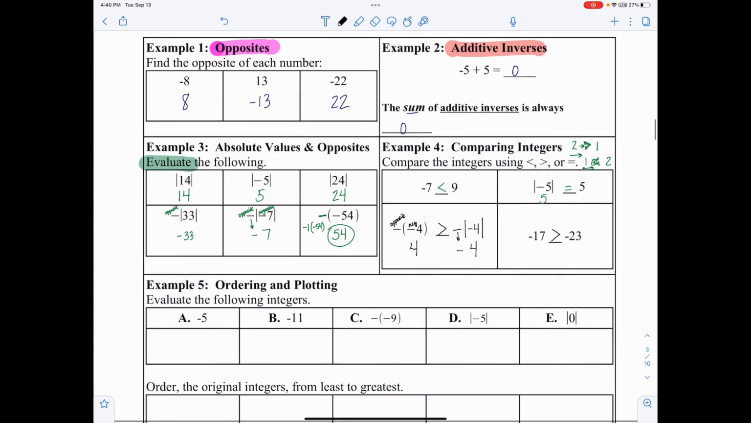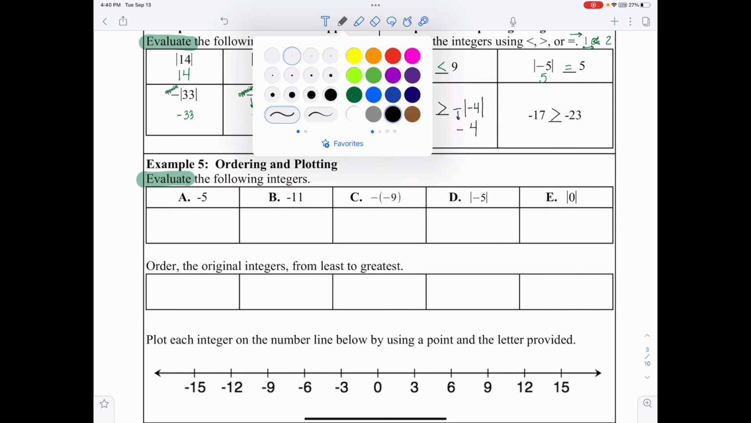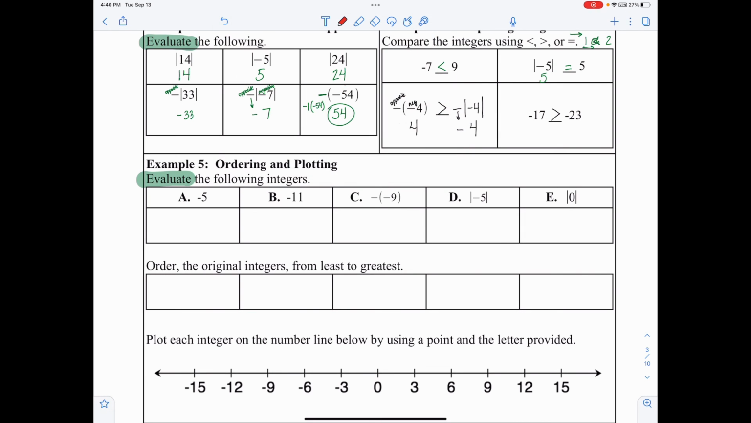All right, the last section down here is all about comparing and ordering and plotting on a number line. So let's take a look at this. Again, we see that word evaluate, okay, which just means solve essentially. So let's go ahead and do these. -5 doesn't need evaluated. There's nothing to solve or change. So I'm just going to write -5 and copy it down below. -11 does not need evaluated, so I'm just going to put that down here.